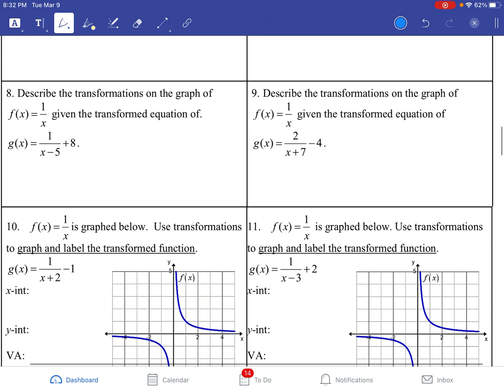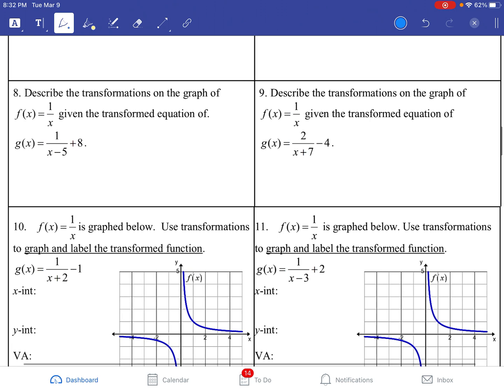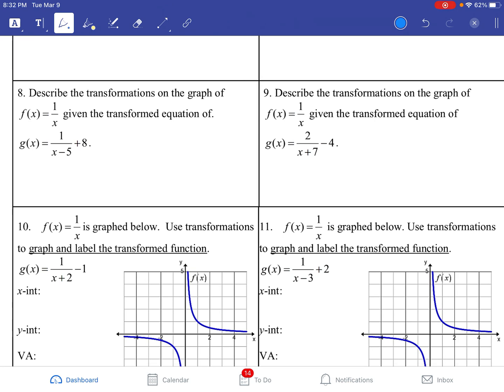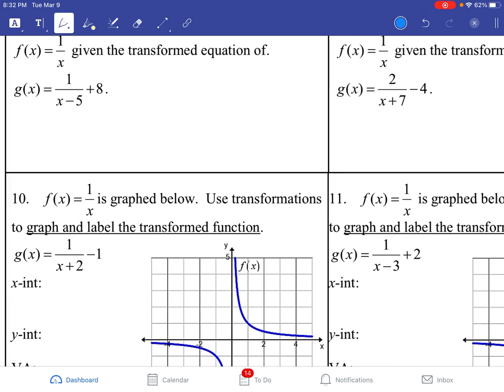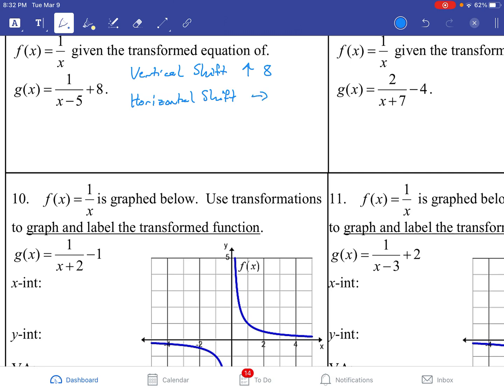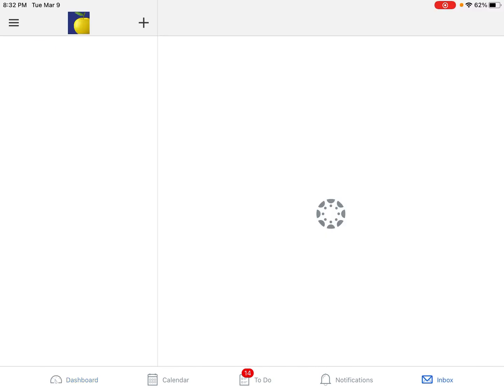Okay, all right. We describe the transformations. There are 2 transformations in this graph. Okay. There is a vertical shift up 8. There's a horizontal shift to the right 5. That's it.